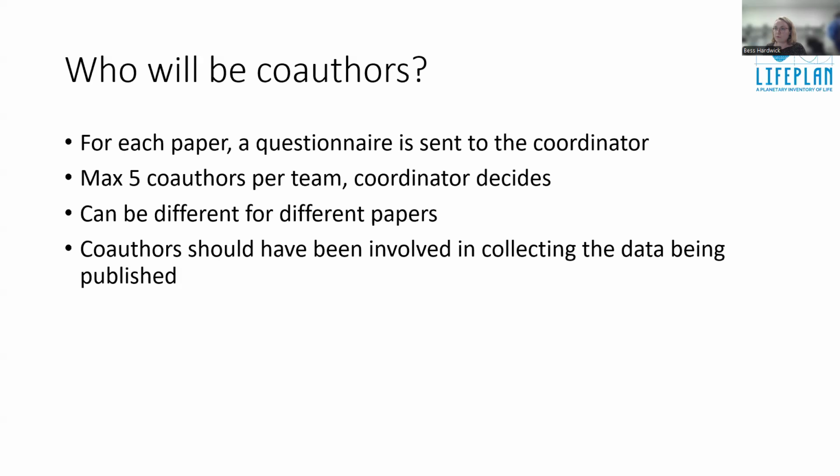Within the team, who will be co-authors? Every time we start the writing process for a new paper, I send a questionnaire out to the coordinators of the teams to ask who should be the co-authors for this paper, briefly explaining what the paper is about. For each team, you get a maximum of 5 co-authors, and the coordinator is the one who decides who they will be. The co-authors can be different for different papers. Maybe they should be. The people who collected malaise data might be different from the ones who collected audio data. But we do recommend that the co-authors should have been actually involved in collecting the data that are being published.